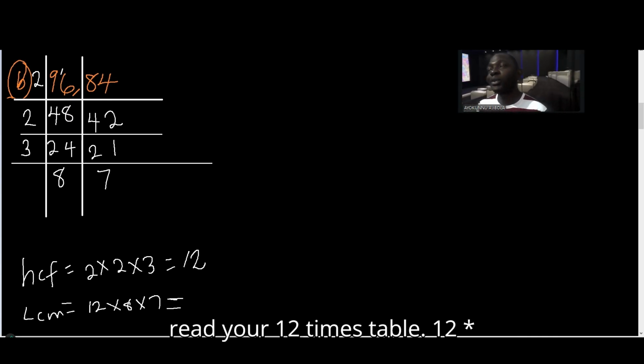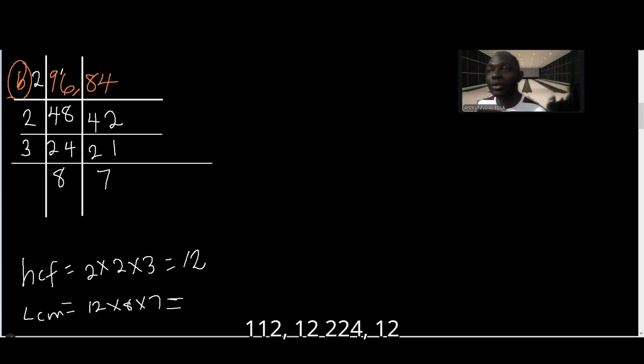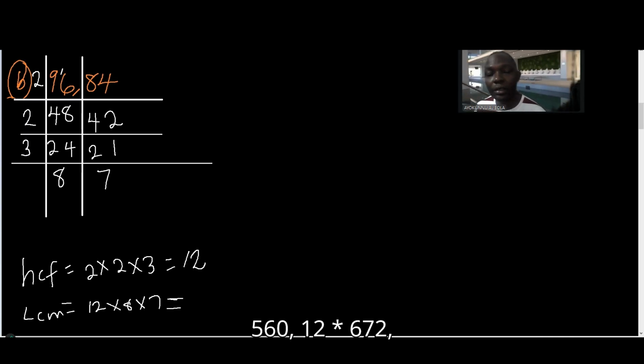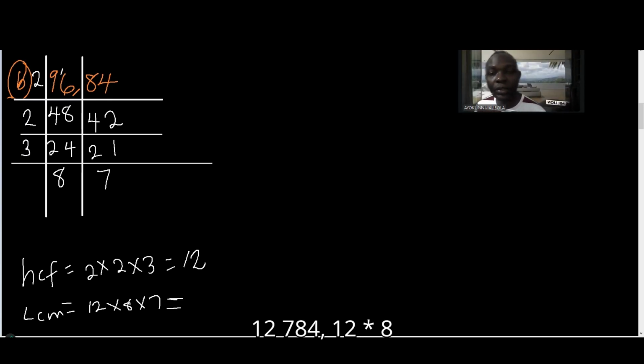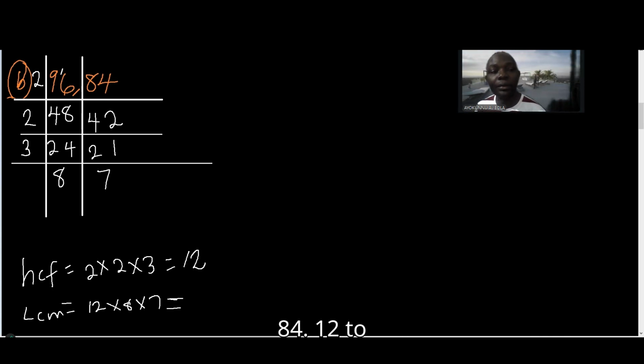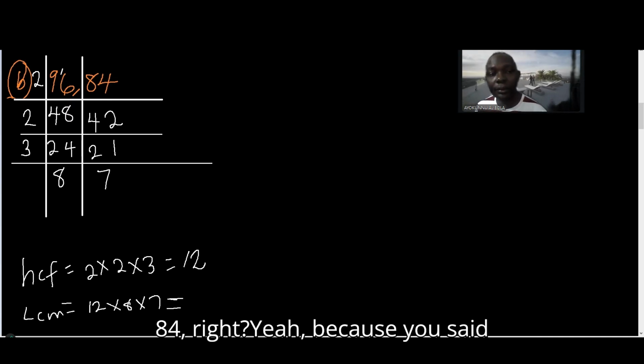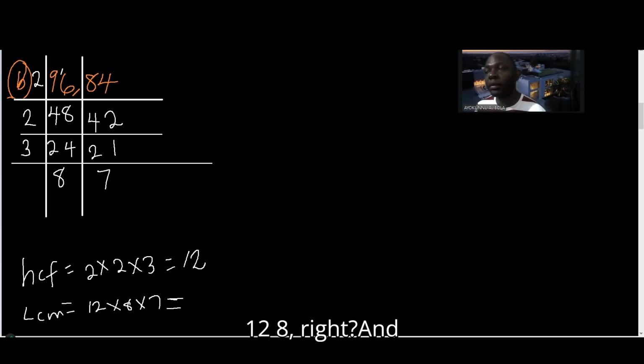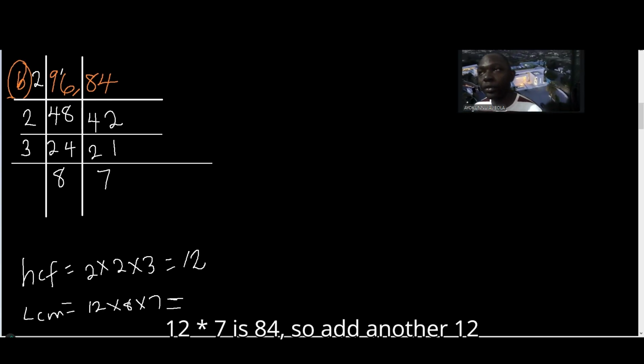Read your 12 times table. 12 times 1, 12. 12 times 2, 24. 12 times 3, 36. 12 times 4, 48. 12 times 5, 60. 12 times 6, 72. 12 times 7, 84. 12 times 8 is what? Just add 12 to 84. Because you said 12 times 8, right? And 12 times 7 is 84. So add another 12.